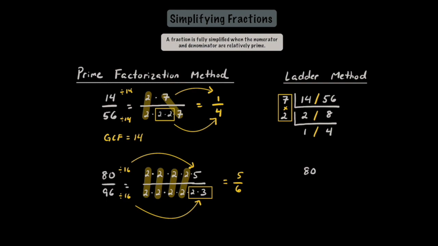Let's check this out using the ladder method. Since these numbers are a little bit larger, I can start with a 2 since they're both even numbers. 2 goes into 80 40 times, while 2 goes into 96 48 times. Since 40 and 48 still have common factors, I'm going to make another step here. Here I'm going to use a larger number like 8. 8 goes into 40 5 times, while 8 goes into 48 6 times. Again, we see our GCF here is going to be 16, while our most simplified version is 5/6.